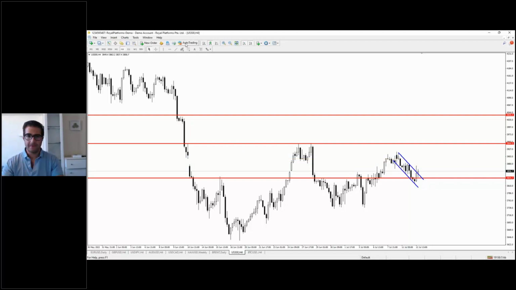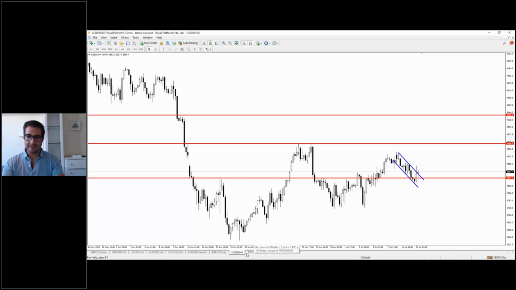3,944. Let me see if there is also an ABCD pattern that coincides with 3,904. No, it doesn't work here, I think. Maybe we have this one. Okay, we have this one, but as a very long term, so 4,035. If this is breached to the upside, we might see the US 500 reaching the 4,035. But for now, as our weekly analysis, most probably we will see it reaching 3,944.